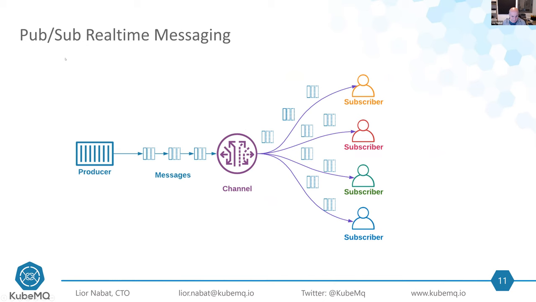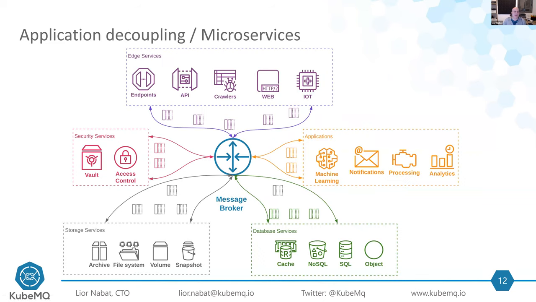And the most common one, I think, is this one, what we call application decoupling and microservices. This means that you can now have the message queue as a message broker that handles all the small pieces and all the services and all the connectivity between all the services. And this brings me to actually show you a real life example of such an application. So maybe I will stop here, and you can ask some questions.